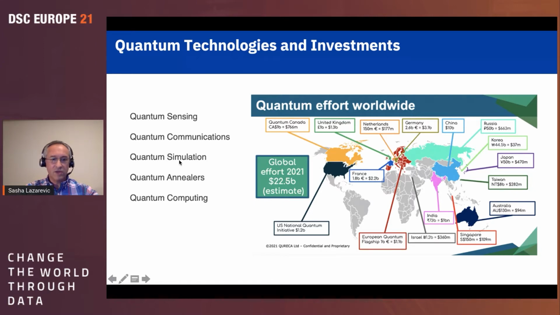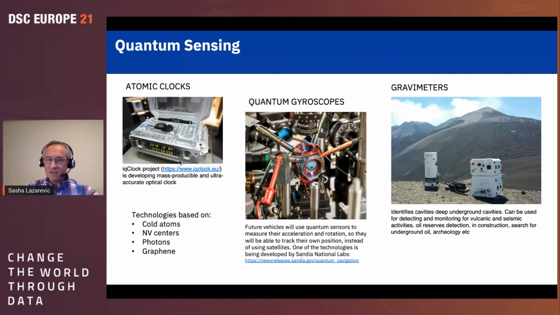So what are these? Quantum sensing is maybe the most mature of all. There are already some devices. We know about atomic clocks. They have been there for a long time. Basically, this atomic clock is exploiting quantum phenomena. But they are very expensive. They are huge. So there are some interesting projects like this one here, which aims to create ultra accurate, mass producible, portable, small size devices that can be used for some network devices.